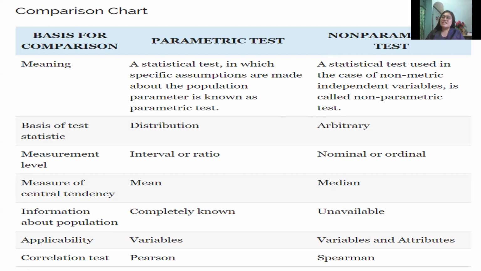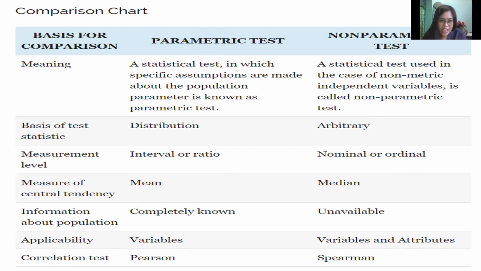Now, since the data is not normally distributed, you cannot use the mean because the mean cannot be representative of the whole sample you obtained. Therefore, in the non-parametric test, we use the median as the measure of central tendency. And at the same time, if you don't have any information about your population, you also cannot use the parametric test, so it's directly a non-parametric test. In applicability, you can use either variables or attributes. For attributes, for example, beauty. Beauty is an attribute but you cannot measure beauty.